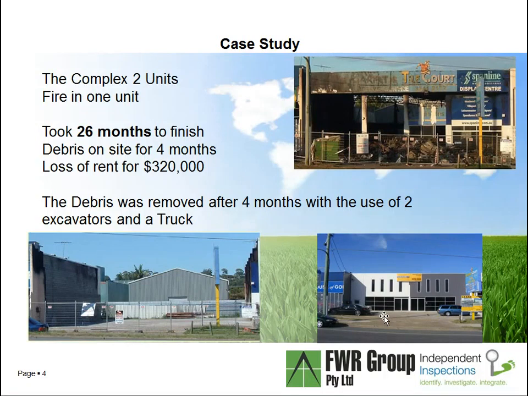So the total loss of rent, which is one of the components of your insurance policy, was $320,000. So we need to make sure that there's enough money put aside for loss of rent. For the carpet companies, if they've got another place to rent, or if it was owned by them or whoever the tenant was, that's going to be lost income for that business.